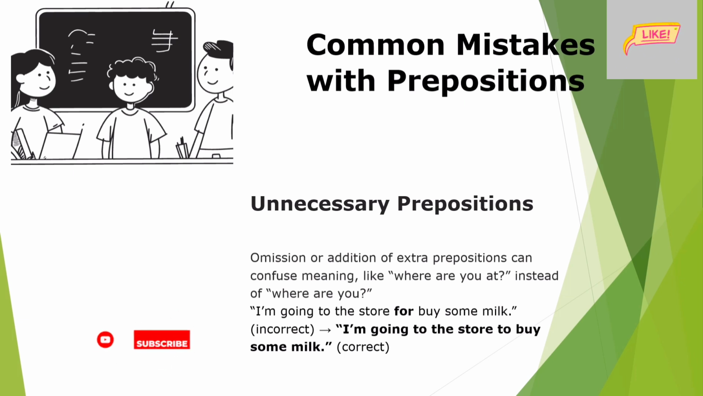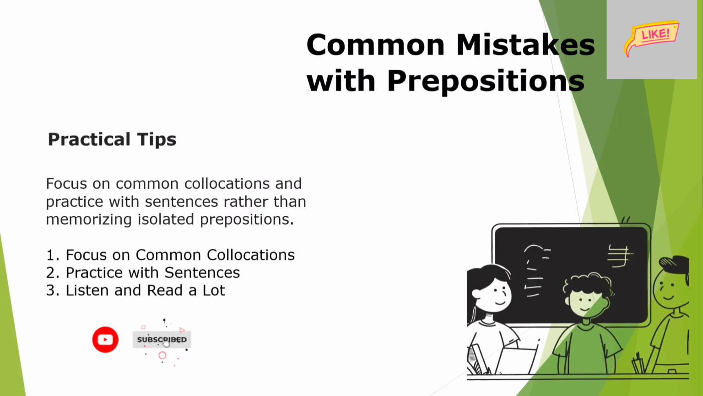Number three, missing prepositions. Sometimes a necessary preposition is omitted, which can completely change the meaning. For example, "She is waiting for her friend." Correct. But some people say "She is waiting her friend." This is incorrect. "I'm looking for my keys." This one is correct. "I'm looking my keys." This one is incorrect.